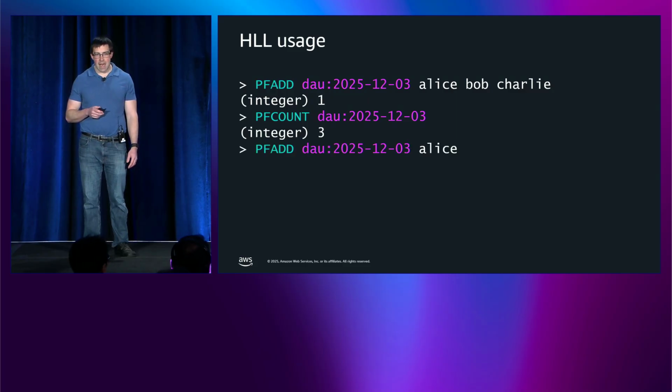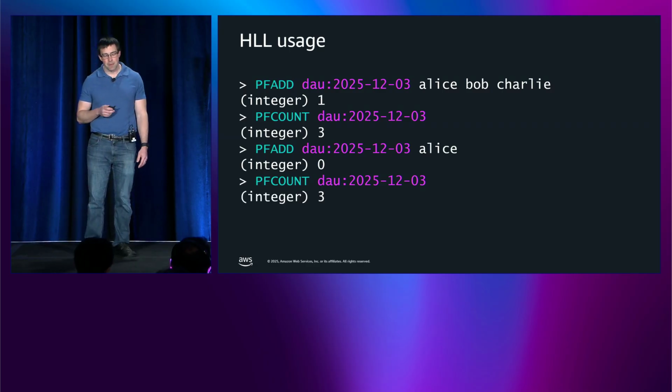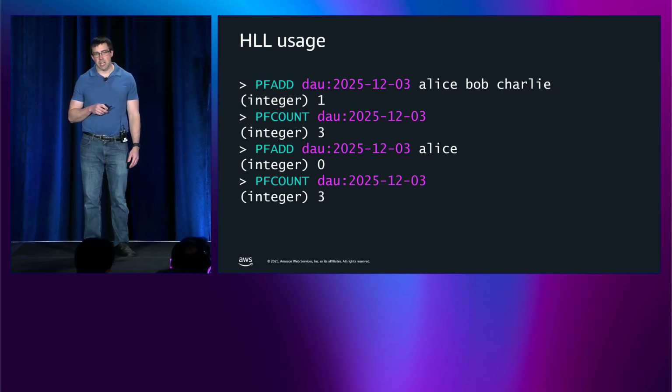And if we were to try and add the same user, it'll come up with the same hash. It shouldn't modify it. We'll get back a 0 saying it has been unsuccessful. And the count is unchanged in this case.